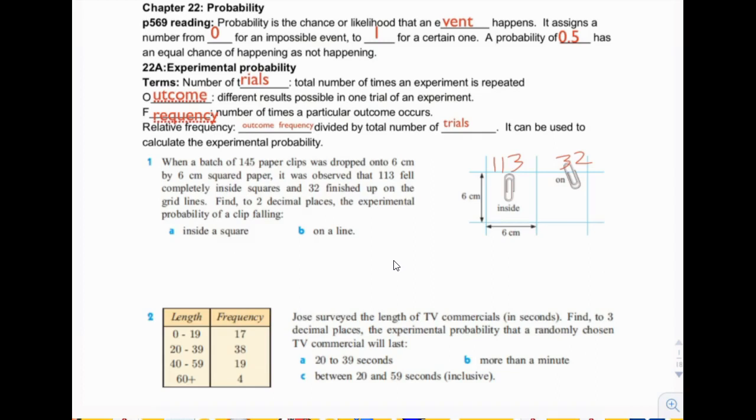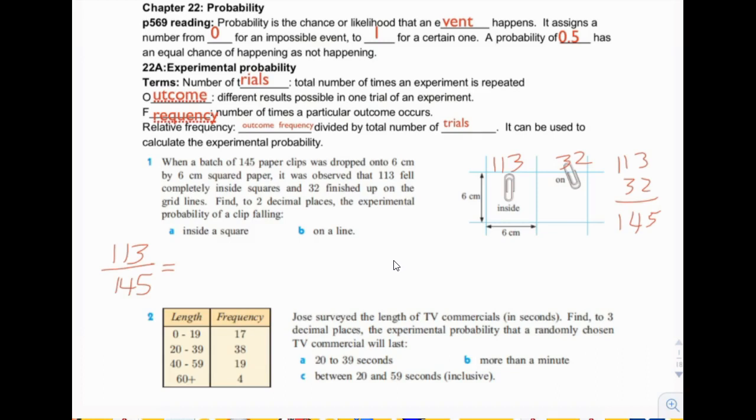Okay, so one of the things we need is the total number of trials, which they didn't give us, but we can kind of calculate it. We can calculate it by adding up 113 with 32. That gives us 145, right? Okay, so what is the experimental probability that a clip falls inside a square? Well, we could find it just by finding the outcome frequency divided by the total number of trials. So 113 divided by 145.